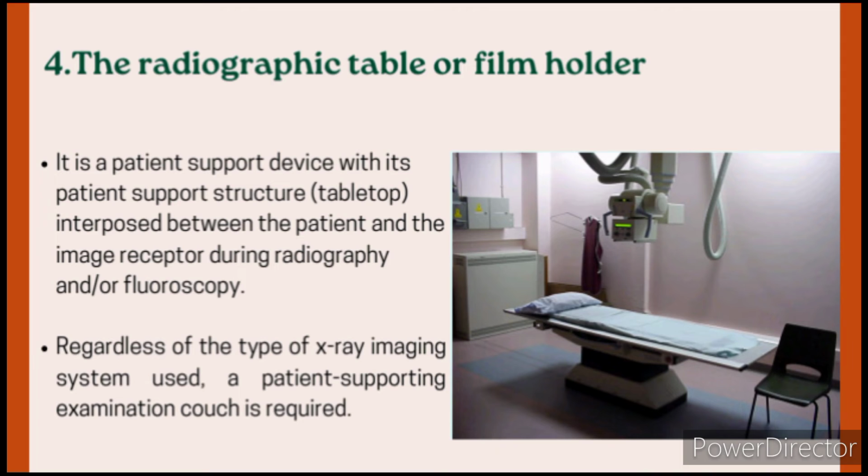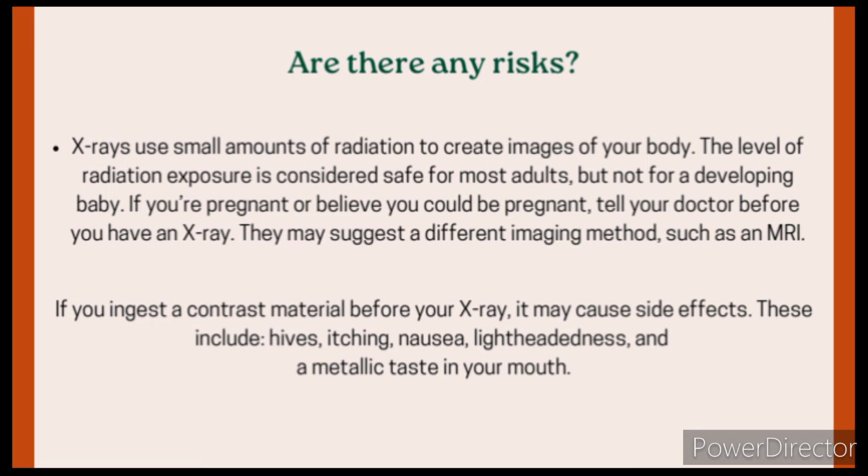Next is, how does an X-ray machine work? So an X-ray beam passes through your body, and the body tissues and bones absorb or block the beam in varying amounts depending on its density. It also creates a shadow that is picked up on film or a sensor placed on the opposite side of the beam, much like when you hold a flashlight up to your hand and cast a shadow on a wall.